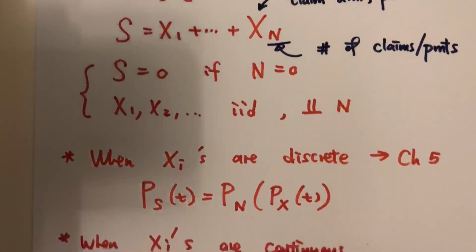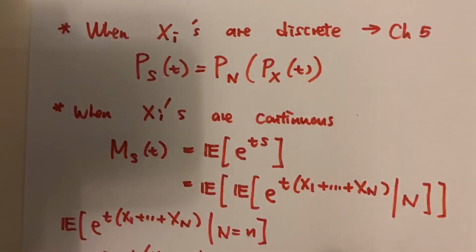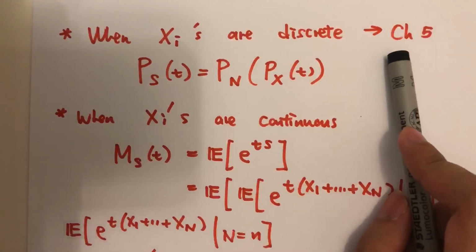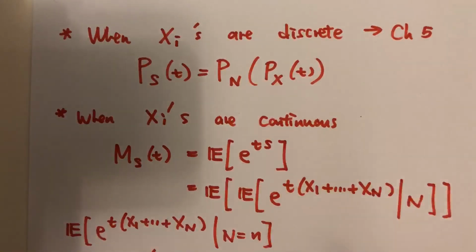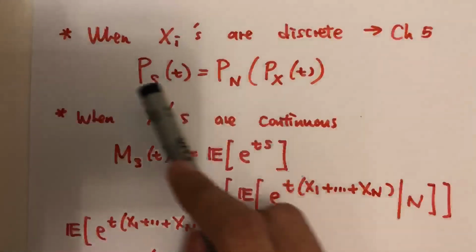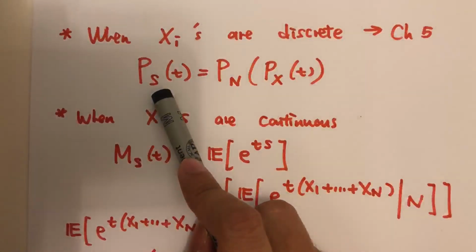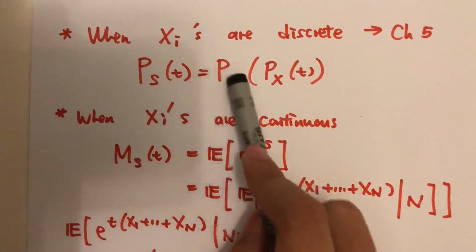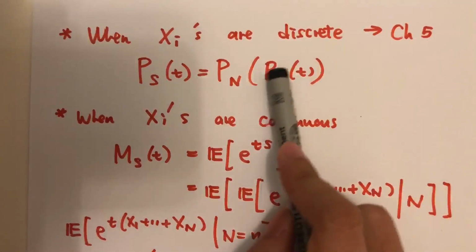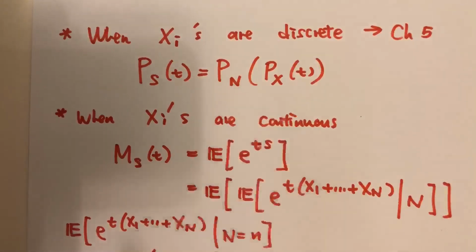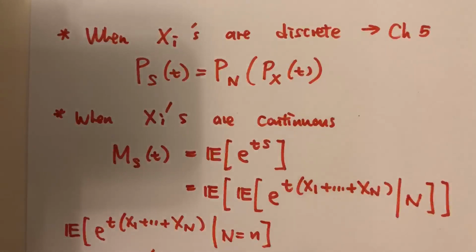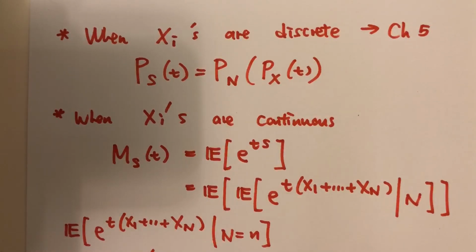To do so, we can look at two cases. For example, when the X are discrete, then we are basically studying the same model as in chapter 5. This is just the standard compound model. In this case, we know that the PGF of the aggregate sum S can be represented as the PGF of N evaluated at the PGF of X. So this is the primary and this is the secondary. When X are continuous, it is more common to use MGF, moment generating function, instead of PGF.